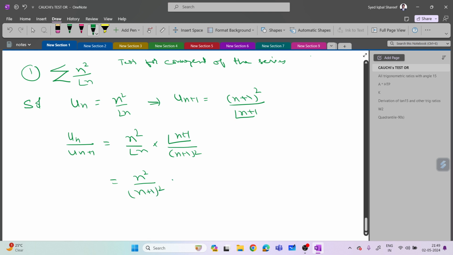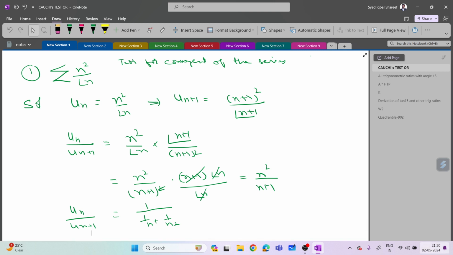Take these to one side. Factorial n plus 1 can be written as n plus 1 into n factorial, divided by n factorial. So the n factorial gets cancelled and this n plus 1 to the power gets cancelled. We are left with n square by n plus 1. If we divide numerator and denominator by n square, this will be 1 by 1 plus 1 by n whole square. This is un by un plus 1.